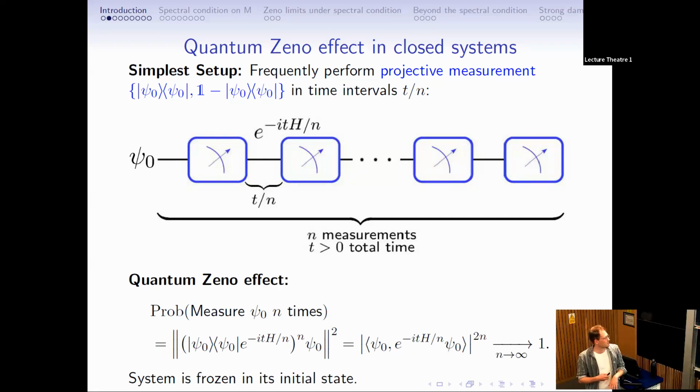That's also why people came up with the name ages ago, because there is this Greek philosopher saying, if there's an arrow in the air, and you look at it at each given moment in time, it's stationary, so it should not move. Obviously, that's wrong, but quantumly, there's some truth to it, because it's frozen in this initial state.